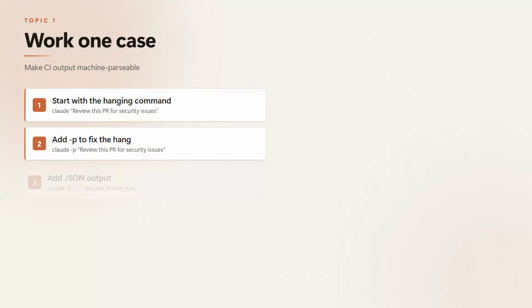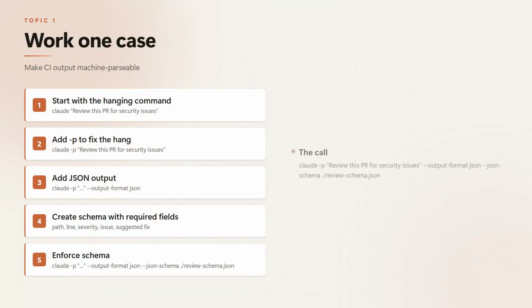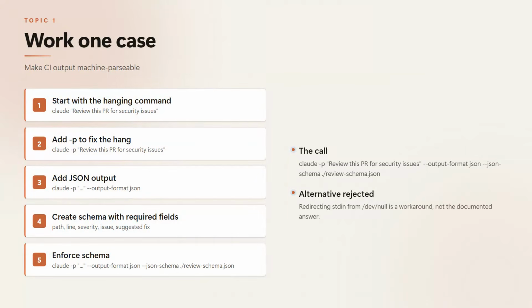Take the case from the document. Your pipeline runs Claude with a review prompt and hangs. First, add -p. That alone fixes the hang, but now you get prose. So you add --output-format json. Now you have JSON, but its shape is unpredictable. You write a schema that demands path, line, severity, issue, and suggested fix, the fields an inline comment needs. You wire it in with --json-schema. The alternative of redirecting stdin from /dev/null loses because it is not the documented flag and the exam will not accept it. The other cases in the document follow the same pattern, they are on the page.